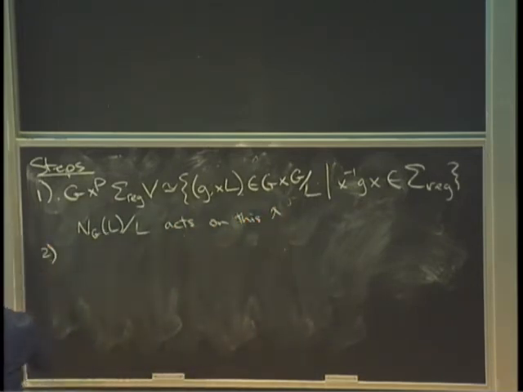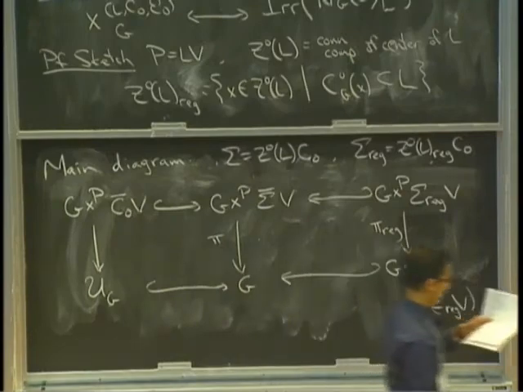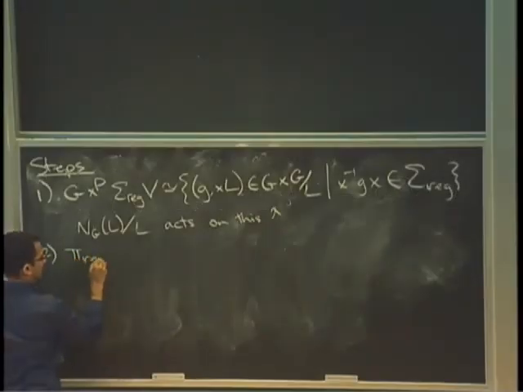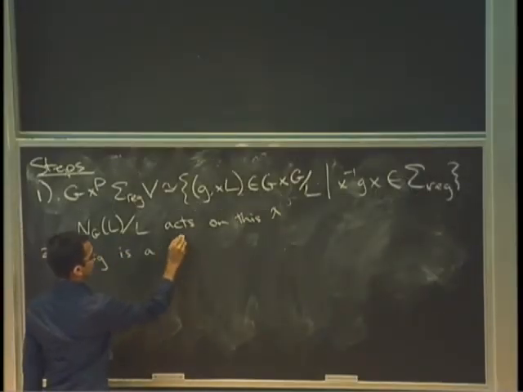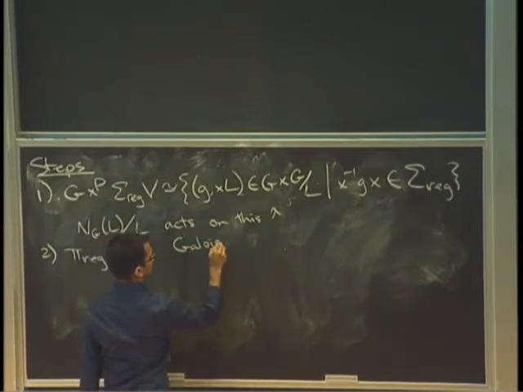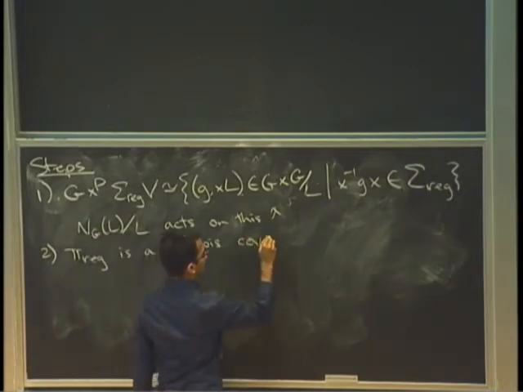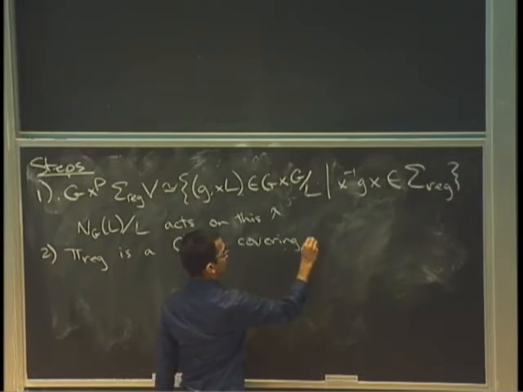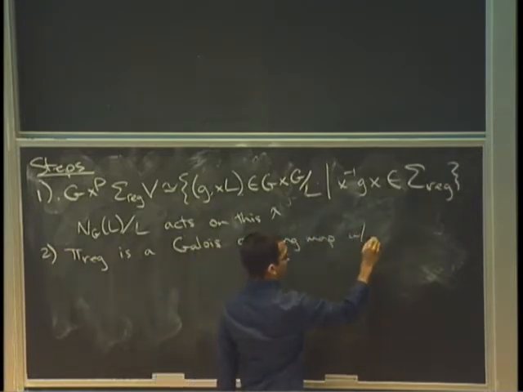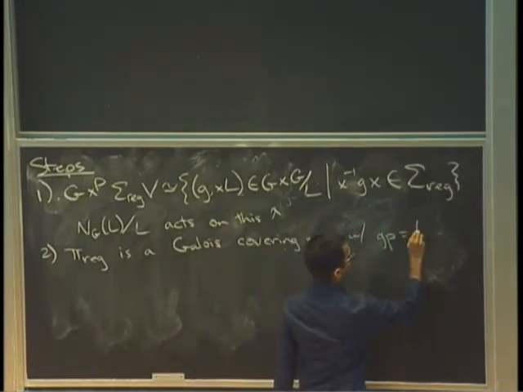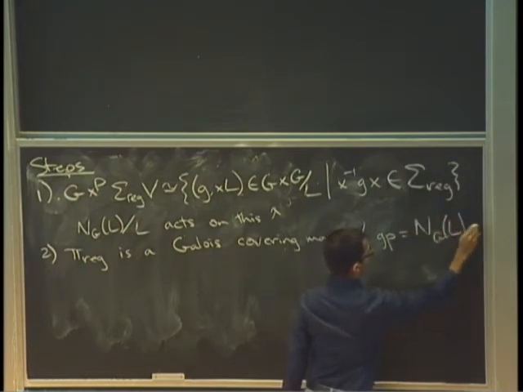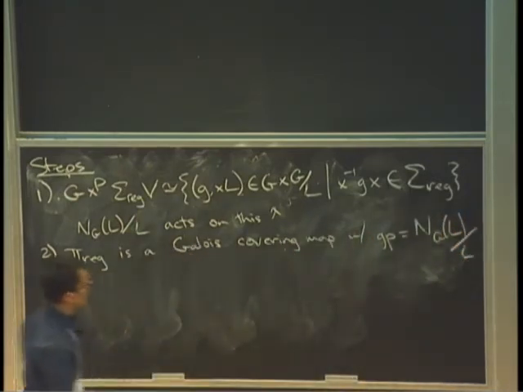And so step 2 is that the regular part of pi is a Galois covering. It's a Galois covering map whose covering group is what we want it to be. It's N_G(L) mod L. So last time it was the Weil group.